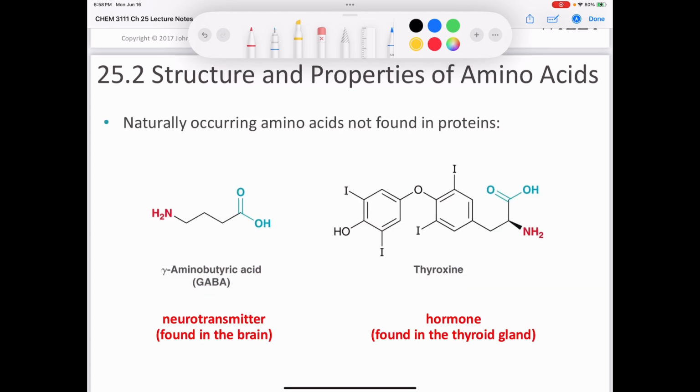Now, in addition to the 20 naturally occurring amino acids found in proteins, there are a whole host of other amino acids used by organisms for a variety of functions. If you take a look at the structures of GABA, gamma-aminobutyric acid, and thyroxine, both of these are considered to be amino acids, and you can see why. The amino groups are highlighted in red, the acid groups are highlighted in blue, and GABA acts as a neurotransmitter in the brain, while thyroxine is found in the thyroid gland and acts as a hormone. There are other examples of amino acids as well, but we're going to focus on the 20 naturally occurring amino acids found in proteins in this chapter.